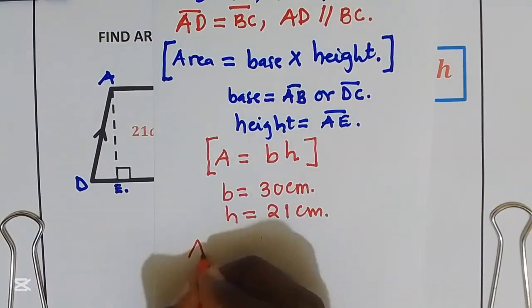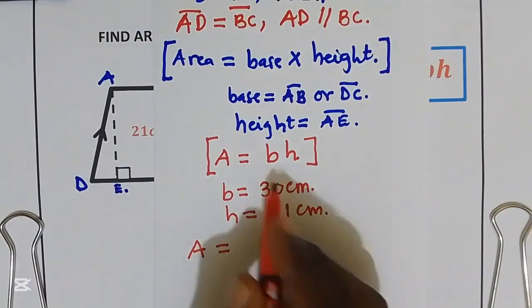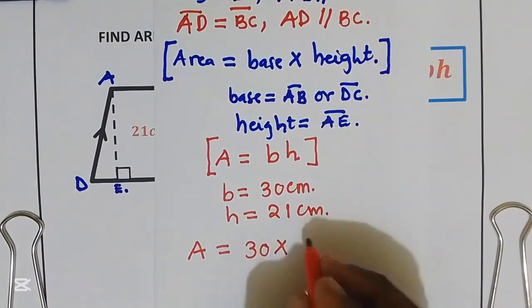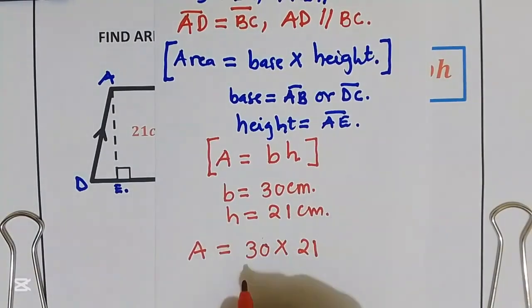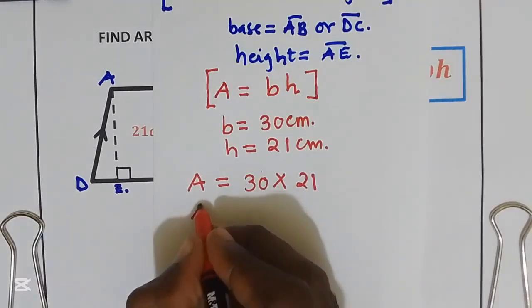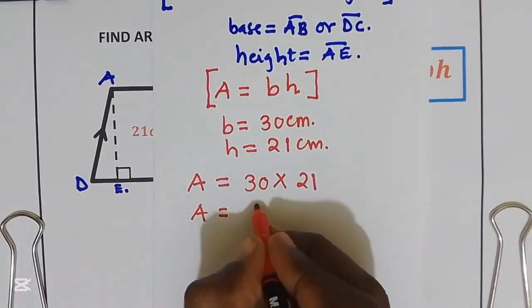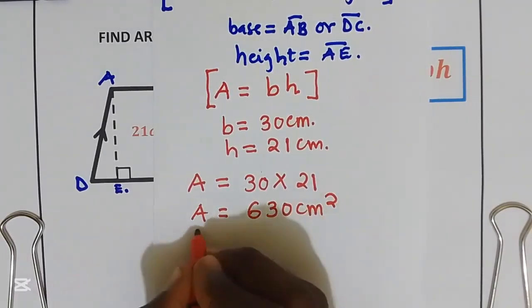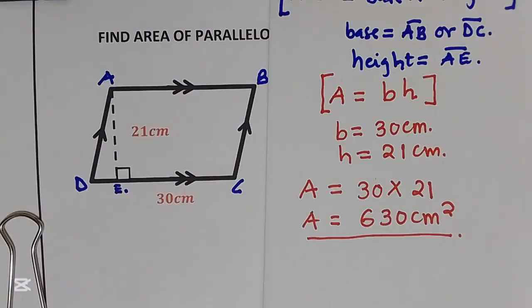Now area is equal to base, which is 30, multiplied by height, 21. We get area is equal to 630 centimeter square. I hope you understand how to find the area of parallelogram. Area of parallelogram is given by base multiplied by height.